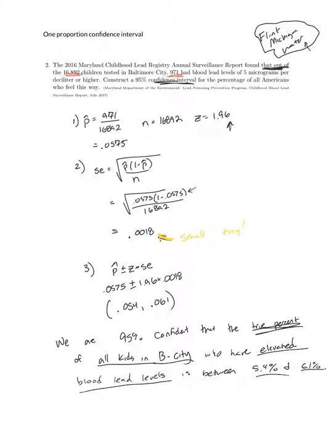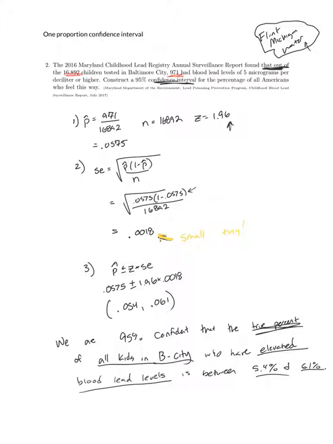6.1%. And so what we've concluded here once again is that based on these 16,000 kids that were actually tested, and we're assuming that those 16,000 kids are a random selection, that is, that they're representative of kids in general in Baltimore City, then we estimate that somewhere between 5.4 and 6.1% of all kids in Baltimore City actually have elevated blood lead levels.